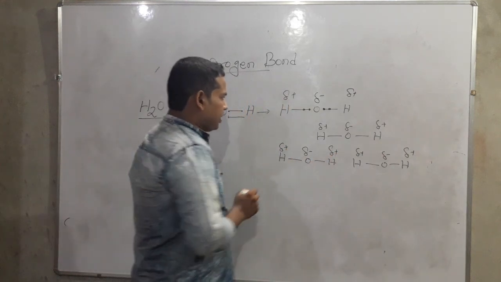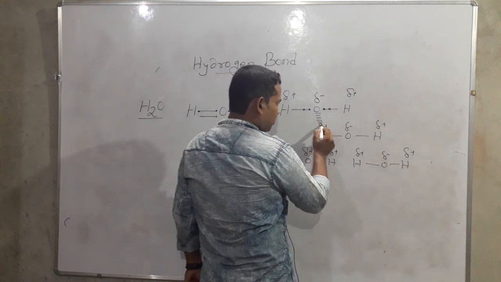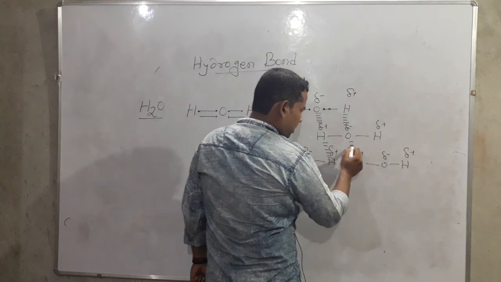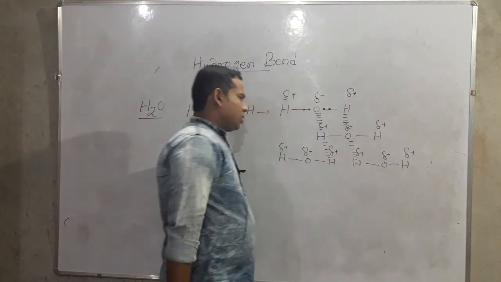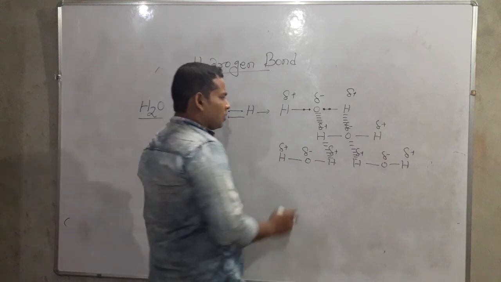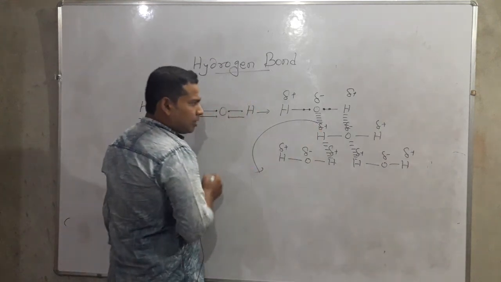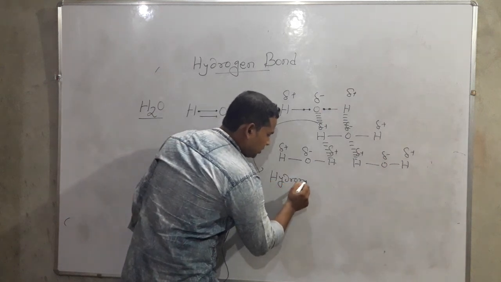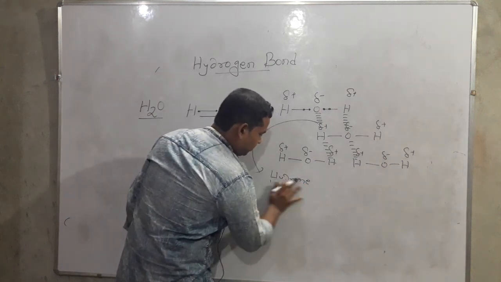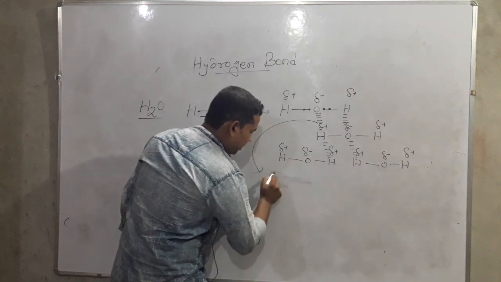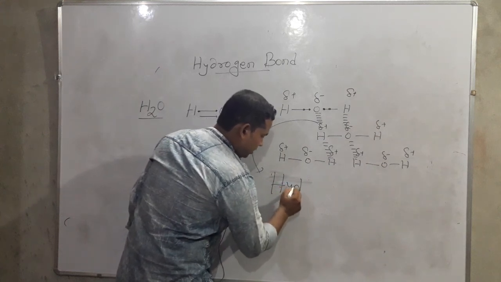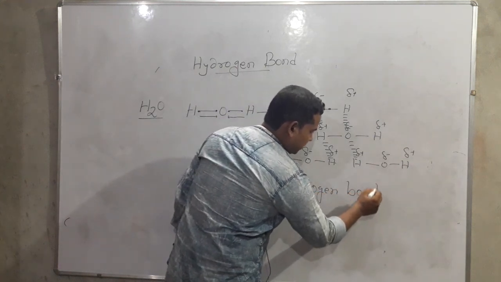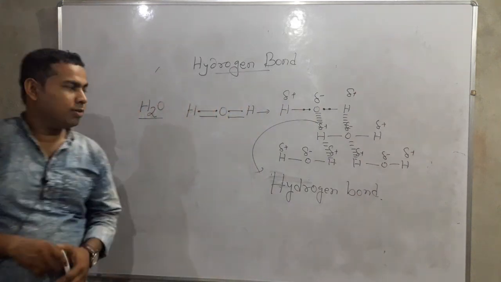Okay. So the partially negative interacts with the partially positive molecule. This interaction force happens between the oxygen and hydrogen. That's why it is known as hydrogen bond. Hydrogen bond. Clear, people? This is known as hydrogen bond.